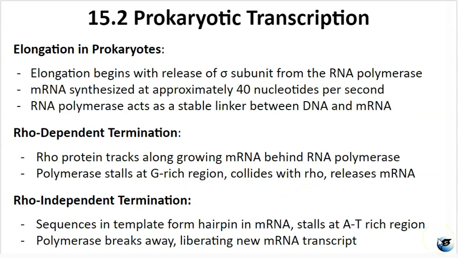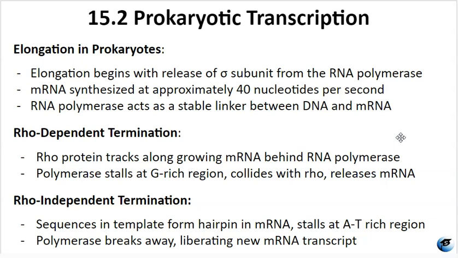After initiation, the next steps in transcription are elongation and termination. During the elongation phase, sigma dissociates from the polymerase, allowing the core enzyme to proceed along the DNA template and synthesize mRNA at a rate of about 40 nucleotides per second. So it's very fast in prokaryotes. As elongation progresses, the DNA is unwound ahead of the enzyme and rewound behind it, right? We saw that. To maintain stability during mRNA synthesis, the RNA polymerase acts like a stabilizer, a link between the DNA template and the new RNA strand.